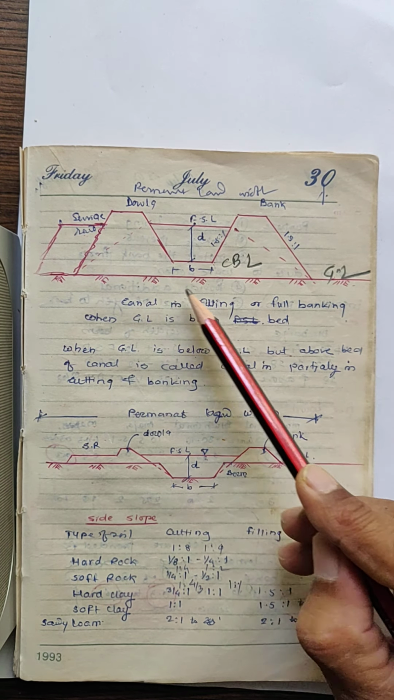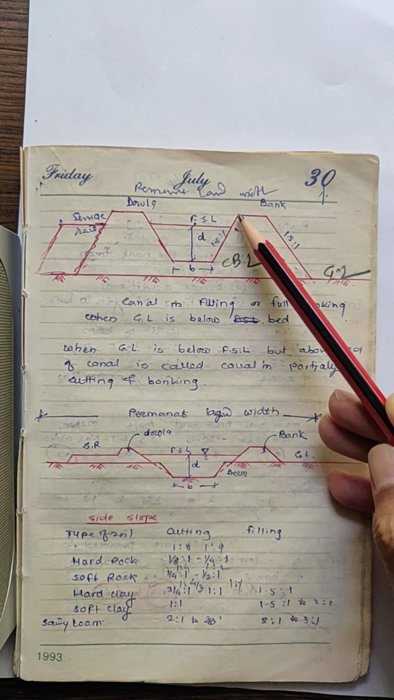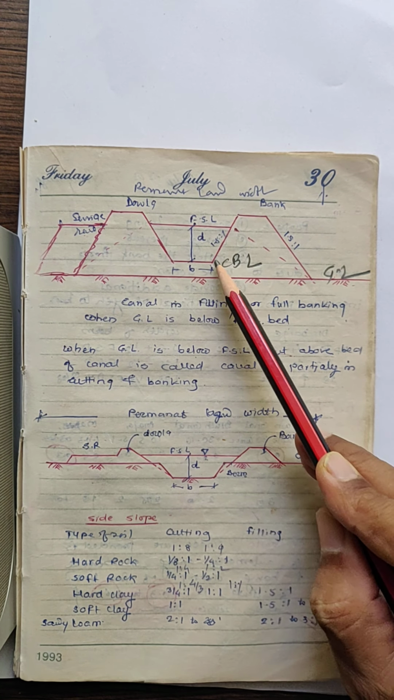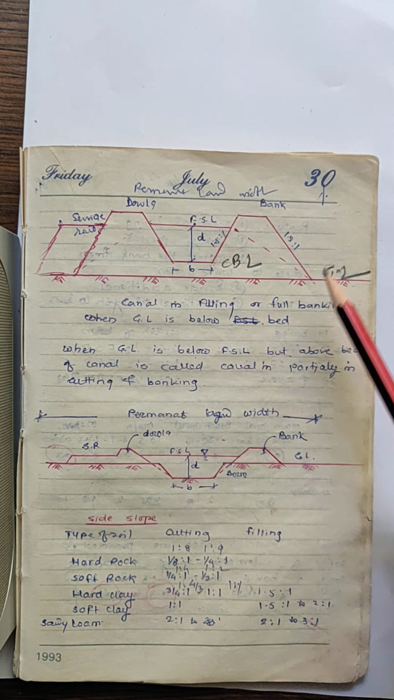Because the whole canal is in banking, its CBL, the canal bed level, is also above GL. CBL is above GL, or GL is below CBL. Such a section is known as canal in full banking.